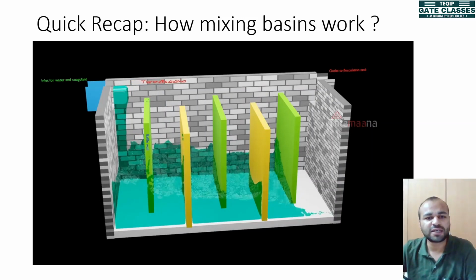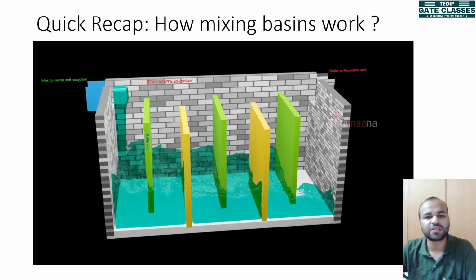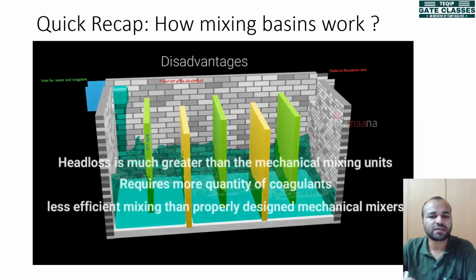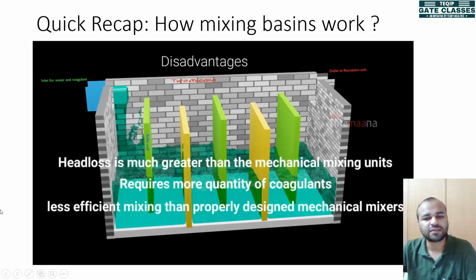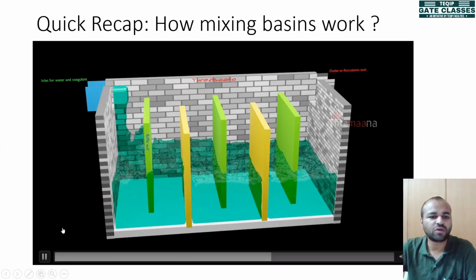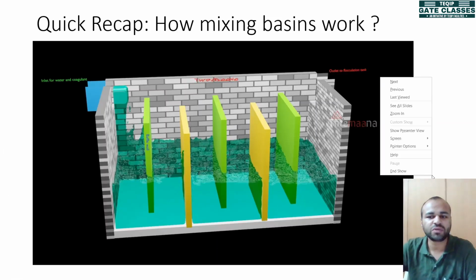One of the disadvantages in these mixing basins was that you need to use a lot of coagulant. Okay, also the head loss is much greater than the mechanical mixing units when we compare it. So overall what happens is that we need to use more coagulant and that reduces its efficiency.